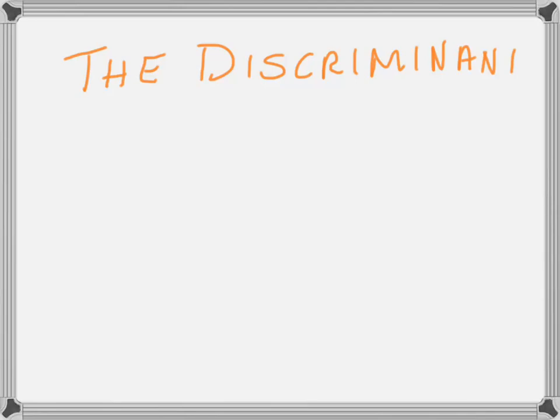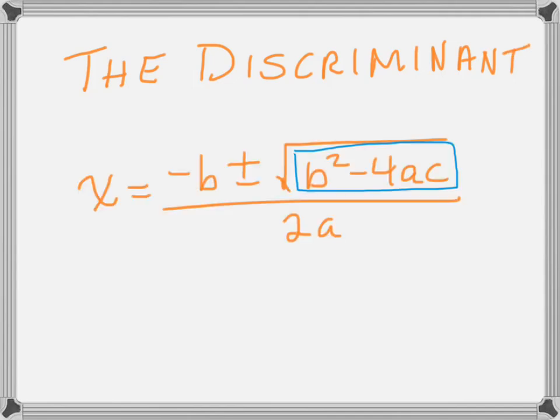Today we're going to talk about the discriminant. The discriminant comes from the quadratic formula. It is the blue part of the quadratic formula, the part under the square root. And you might notice that the front part of the quadratic formula actually gives you the negative b over 2a, which we use to find the vertex in standard form.